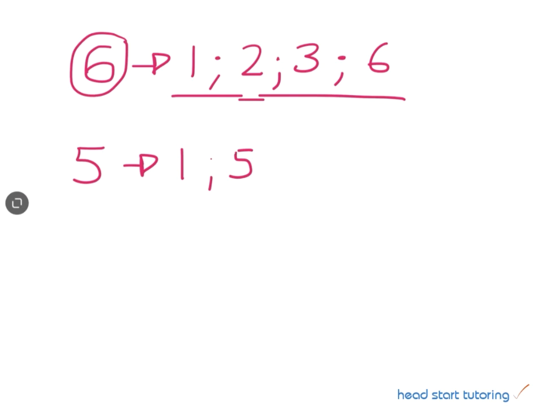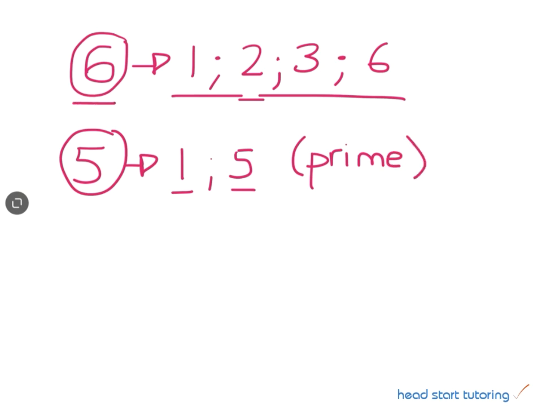And as we might already know, if a particular number only has 2 factors, that makes this number a prime number. If a particular number like 6 has more than 2 factors, it is called a composite number.